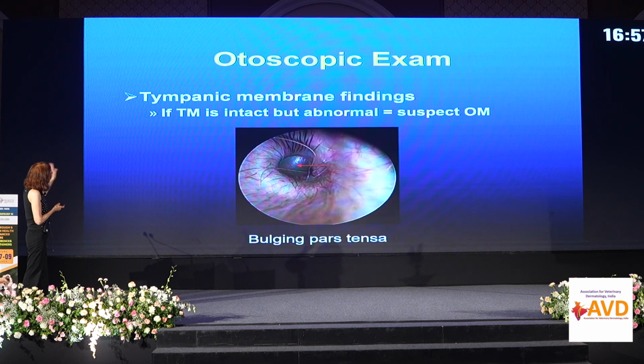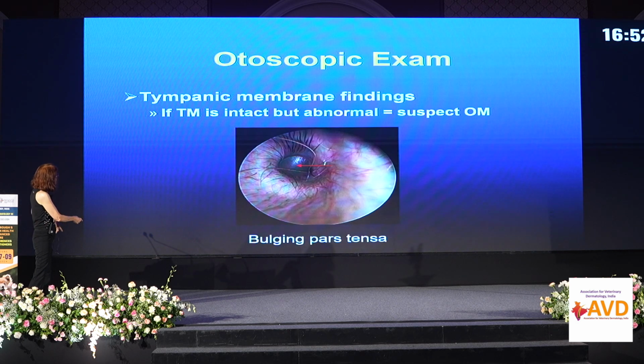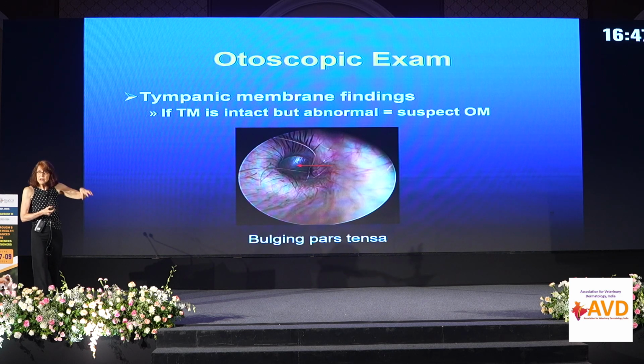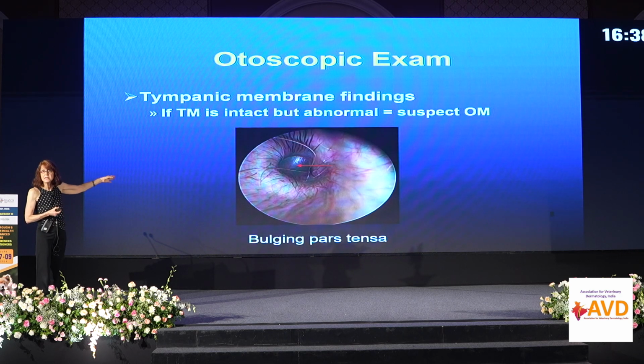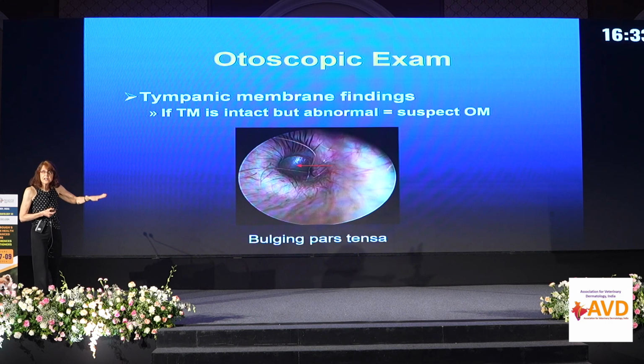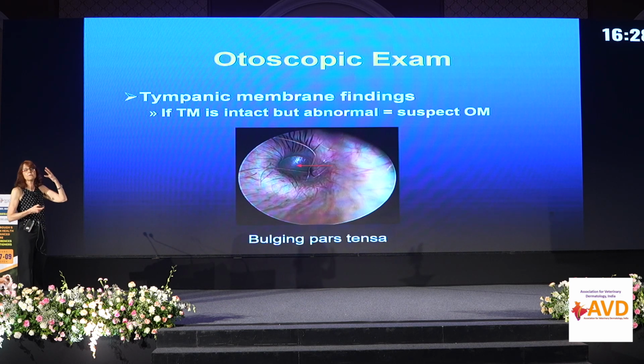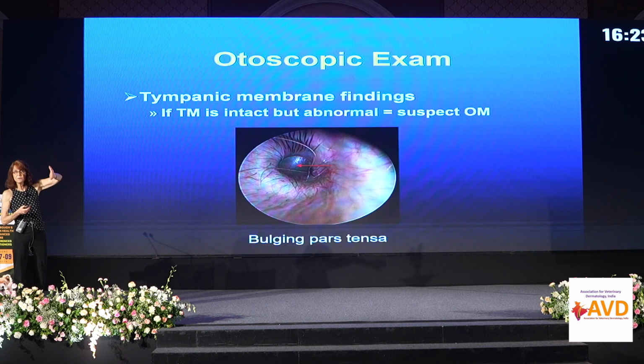Now, if it's intact, but it's abnormal, like in this picture here, you can see that the tympanic membrane is intact and it's bulging. So you have to be very suspicious that there is otitis media present. So this is a cavalier with a disease very common in cavaliers that's called primary secretory otitis media. Okay, that accumulates all the mucus that's produced by the epithelial lining of the tympanic bulla.